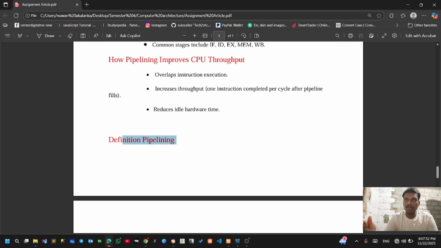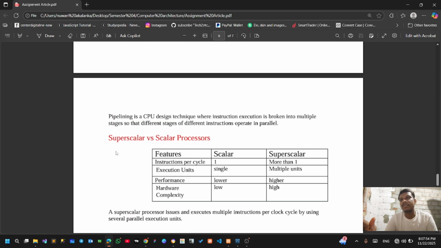Next we talk about the definition of pipelining. Pipelining is a CPU design technique where instruction execution is broken into multiple stages so that different stages of different instructions operate in parallel.